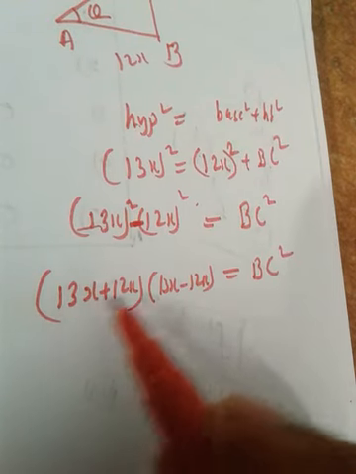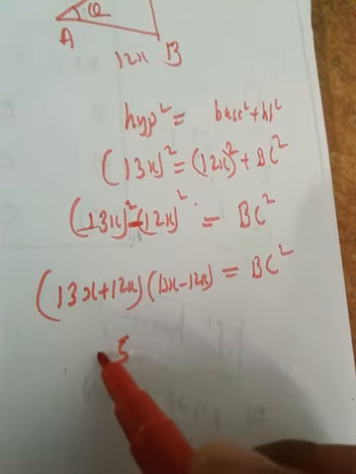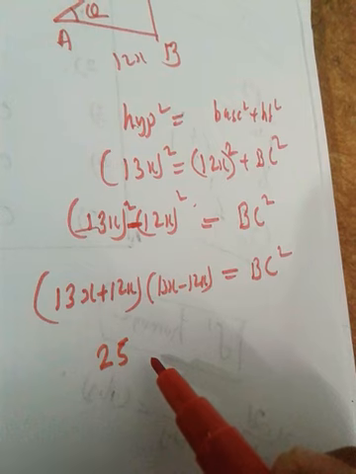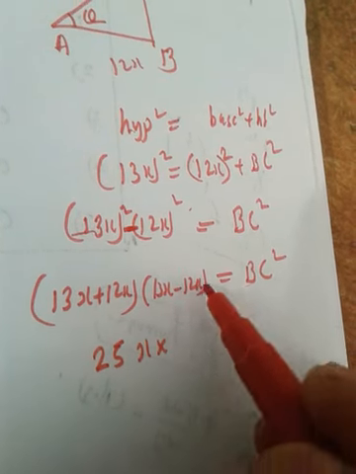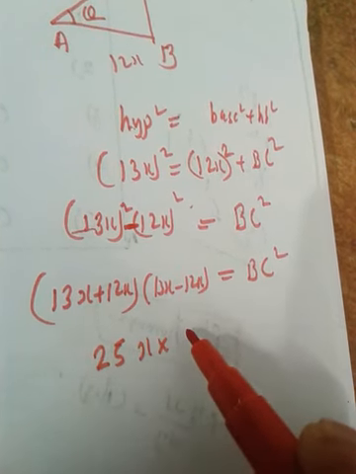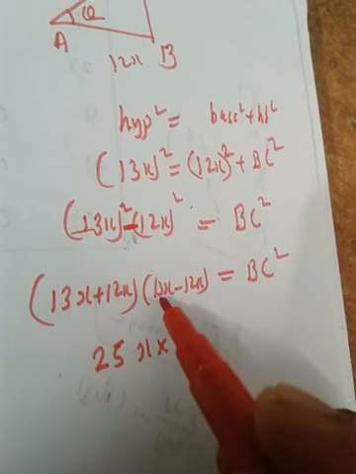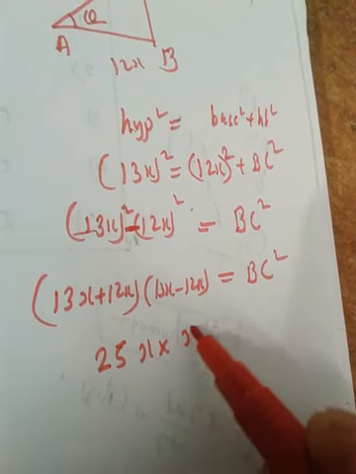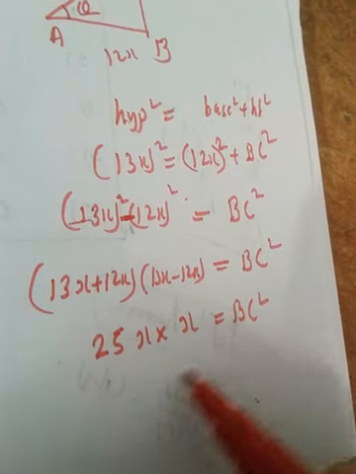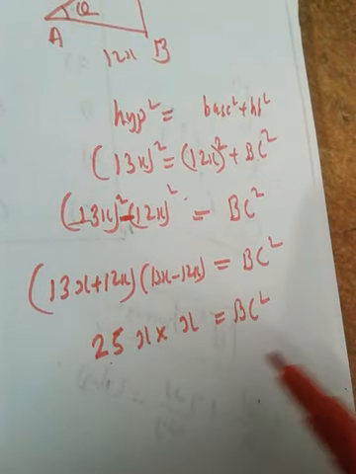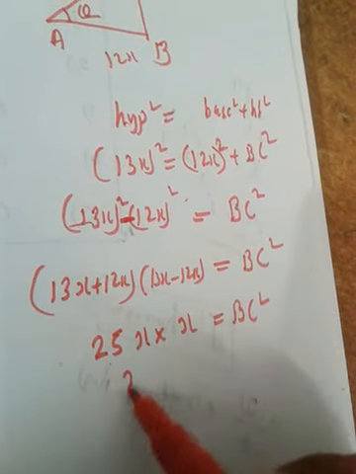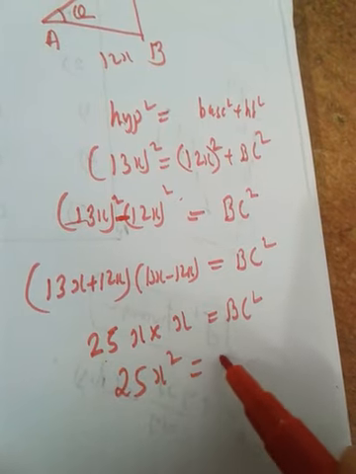So then what is 13x into 12x? It is 25, no? Yes, 25x into what is 13x minus 12x? It is just x, no? Isn't it? 13x minus 12x is 1x. So x is equal to bc square. So answer will be 25x square is equal to bc square, because x into x is x square.